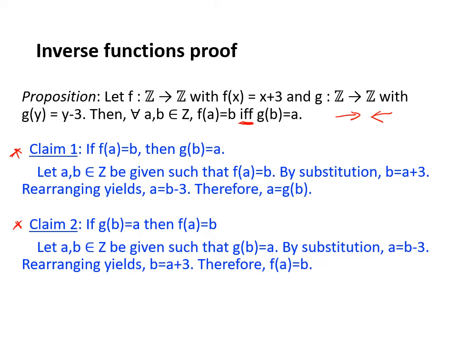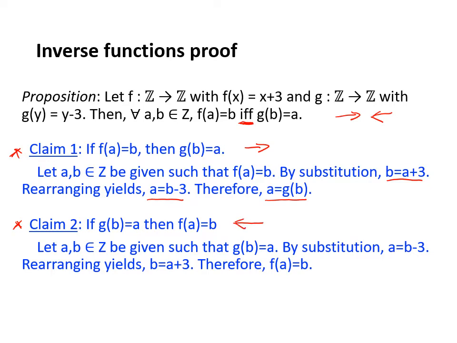So let a and b be given such that f of a is equal to b. Then by substitution, and from the rule of f, we know that b is equal to a plus 3. And then if we rearrange this a little bit, we get that a is equal to b minus 3, which is exactly the rule of g. And therefore, a is equal to g of b. So that proves one direction of the implication. And now we still have to prove the other one.